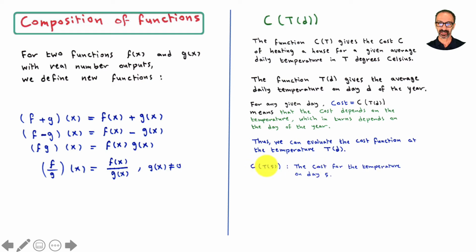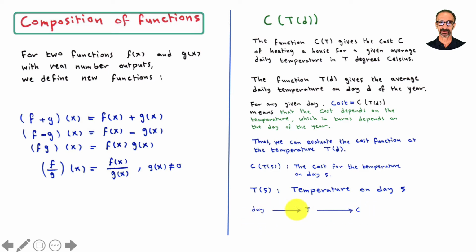C of t of 5 will be the cost for the temperature on day 5. T of 5, the inside part, is the temperature on day 5. So we find the day, locate the temperature, let's say from the recording or the chart. Once we know the temperature, we could tell the cost.